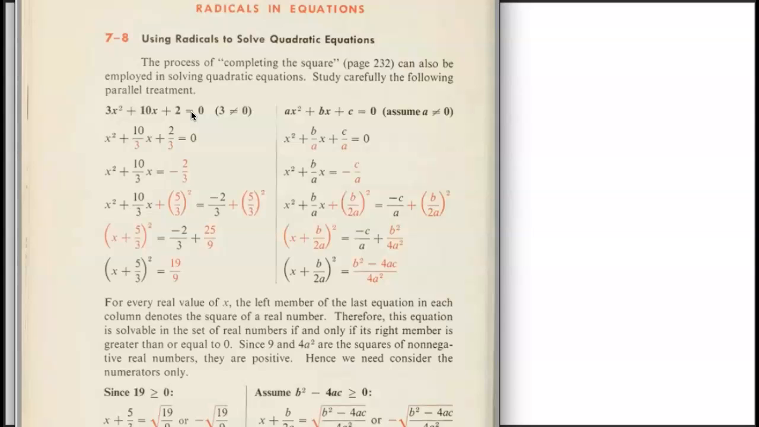So what do we do? Well, we can use what's called completing the square. And to complete the square, the first thing we do is we divide by the coefficient on the x squared term. That's why there's that 3 not equal to 0, or on the right-hand side over here, there's assume a does not equal 0, right? Because if the coefficient on the x squared term is 0, you can't divide by 0. Obviously, if it was 0, there wouldn't be an x squared term, and you wouldn't be involved in completing the square.